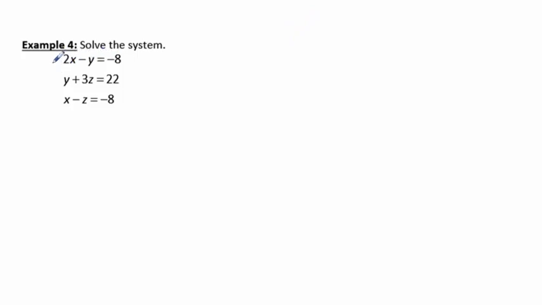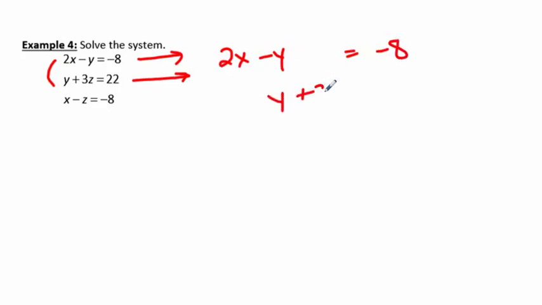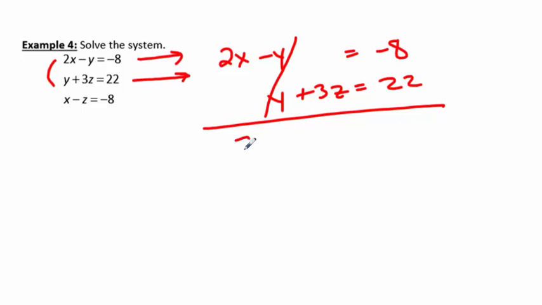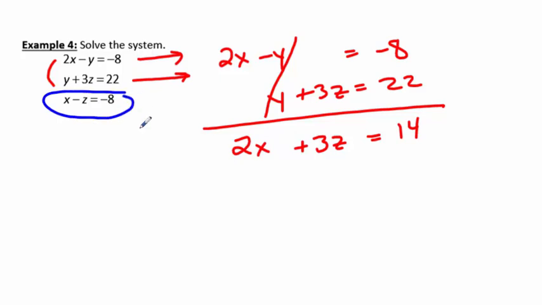If I look at the first and second equation, I notice that I have a negative y and a positive y, so I'm going to be able to eliminate them. I don't need to multiply by anything, they're already set up. So we've got 2x minus y equals negative 8, and y plus 3z equals 22. If I add these two equations together, the y's are going to eliminate. It's going to give us the equation 2x plus 3z equals 14. This equation has just the letters x and z, and so does the bottom equation, just the letters x and z. So we're going to be able to use these two equations together.